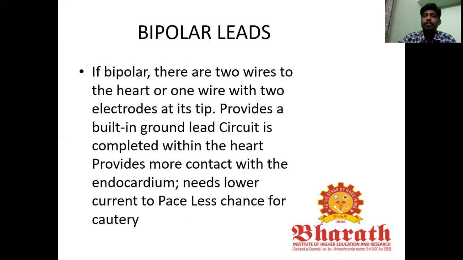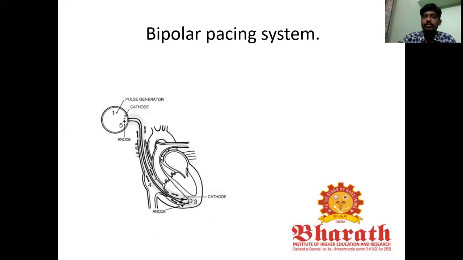But in bipolar, there are two wires to the heart, or one wire with the help of two electrodes at the tip, to provide a ground lead, and the circuit is completed with the heart. So it provides more contact with the endocardium, needs lower current to pace, and has less chance of interference. This is the bipolar pacing system.